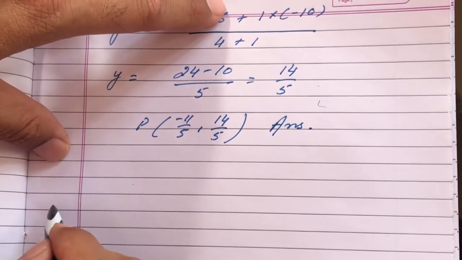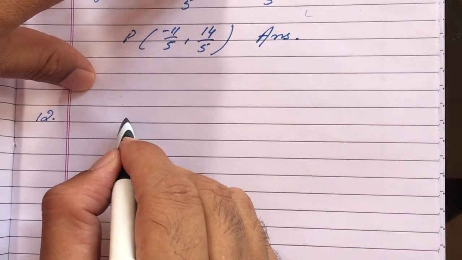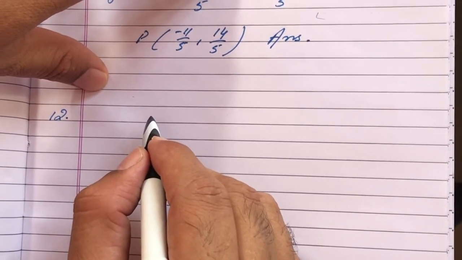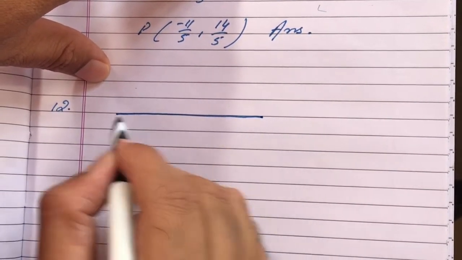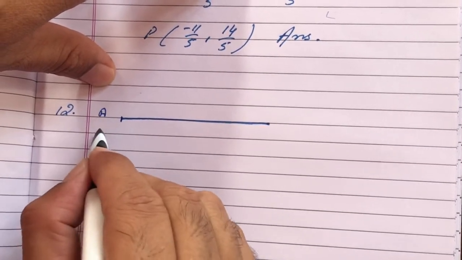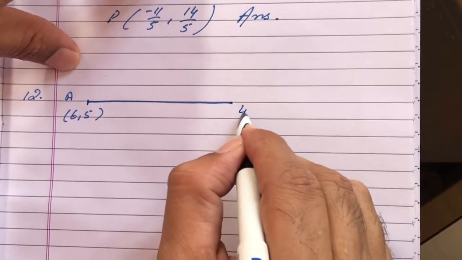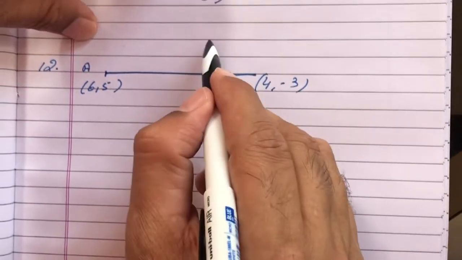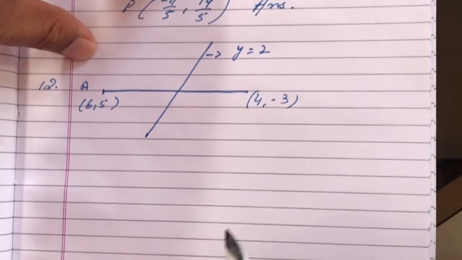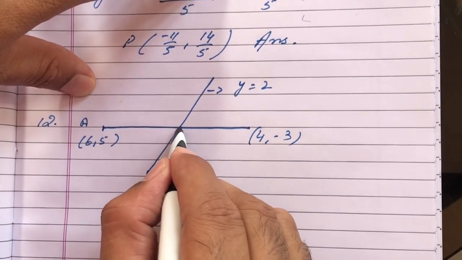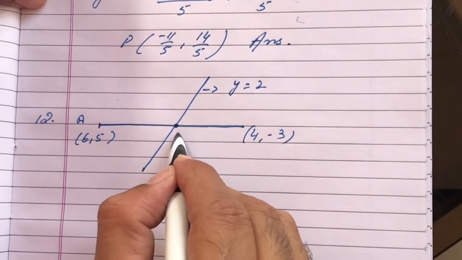Then question number 12 I do. So the line is: calculate the ratio in which the line joining A (6, 5) and B (4, -3) is divided. Equation of this line is y is equal to 2. So I have to find the ratio in which this line divides this line. Let this point be P.